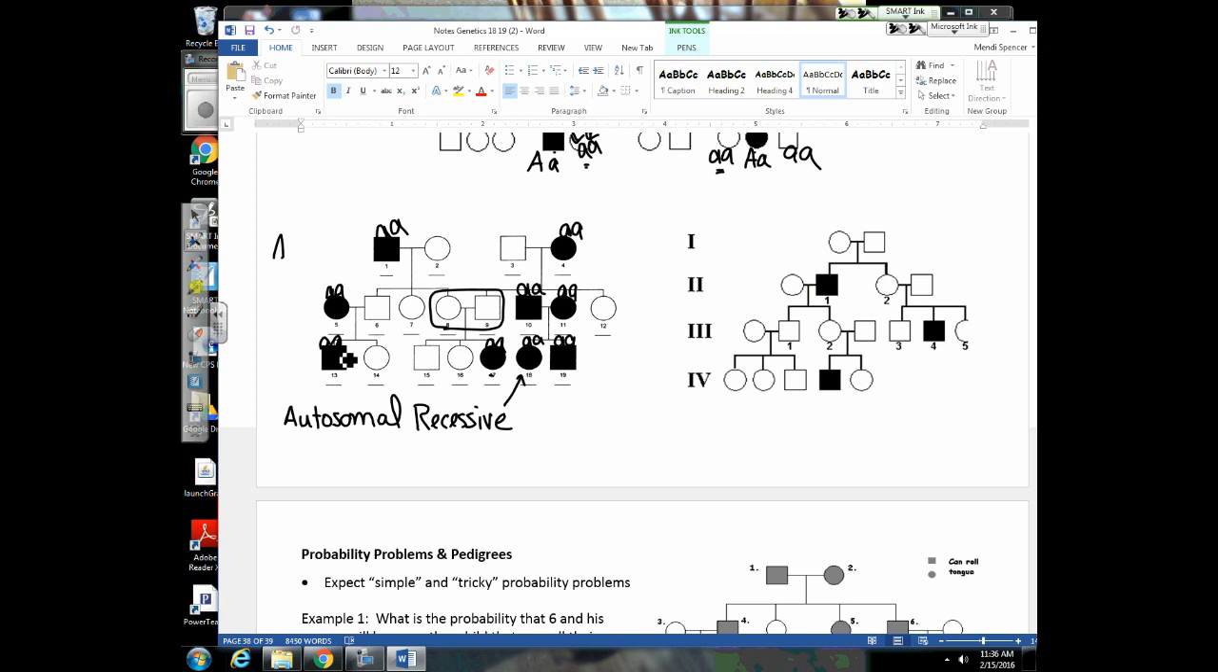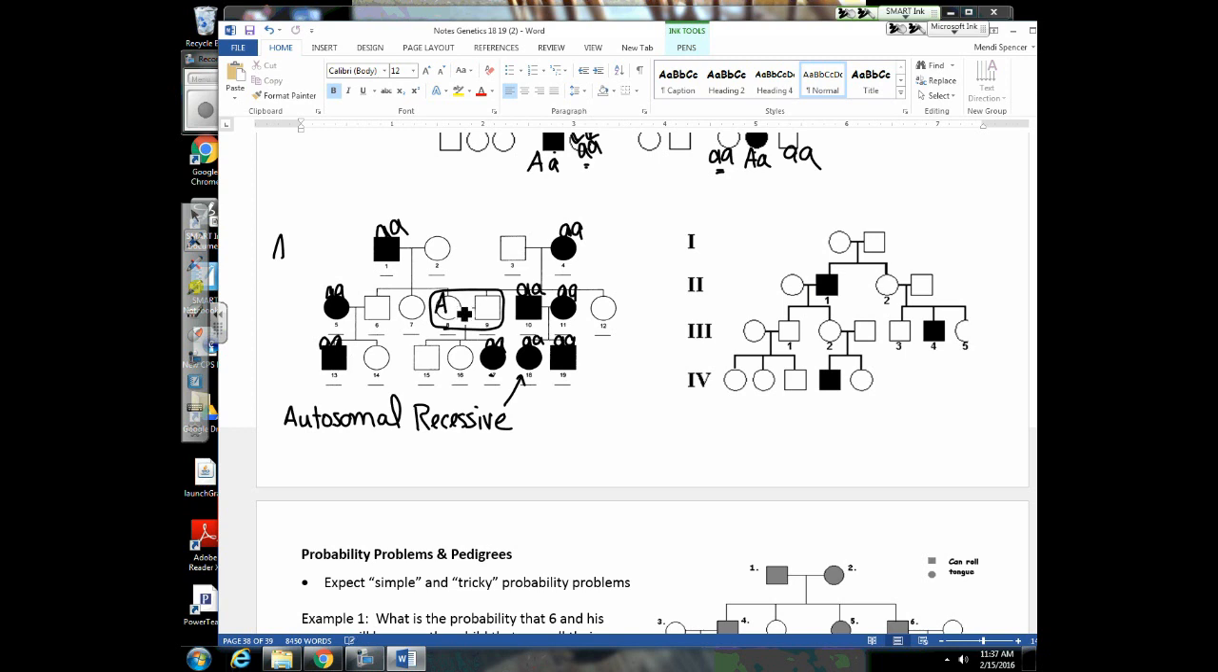Now we can use them to help us figure out the genotypes of some of the other individuals. And let's see if we can find a few individuals that would be a question mark in this case. We wouldn't be sure if they were big A or little a. And it looks like there would only be a few individuals we couldn't determine.